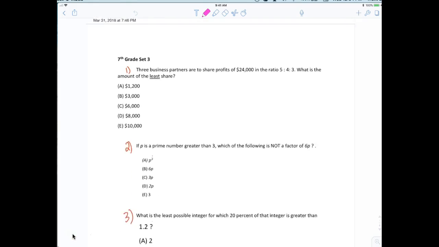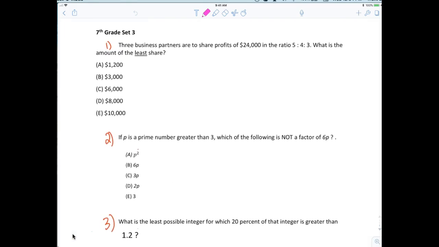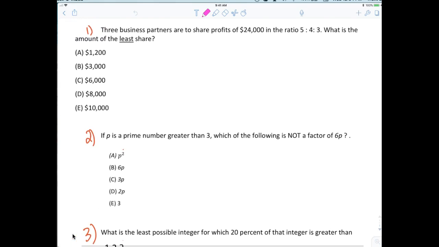Look now at question number 1. It says, 3 business partners are to share profits of $24,000. So $24,000 represents a whole profit. Does everybody agree with that? But the 5, 4, and 3 represent the individual pieces. Here's how I want you to look at it: here is the $24,000.